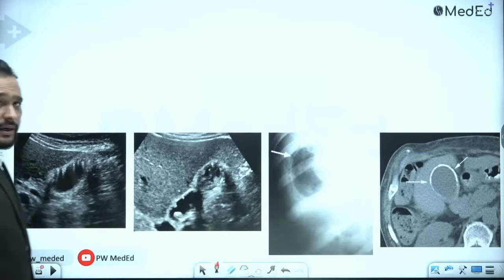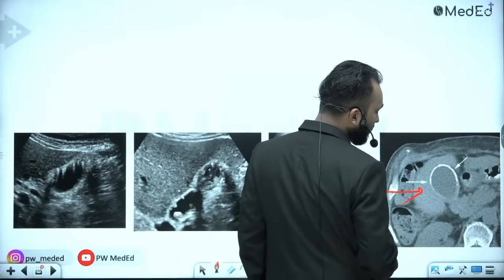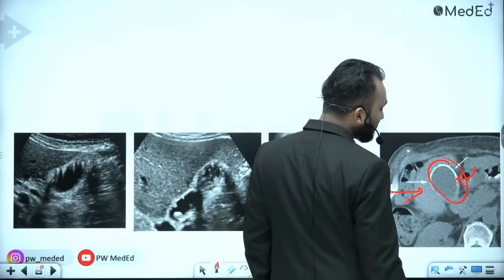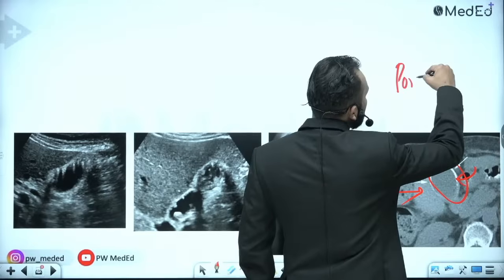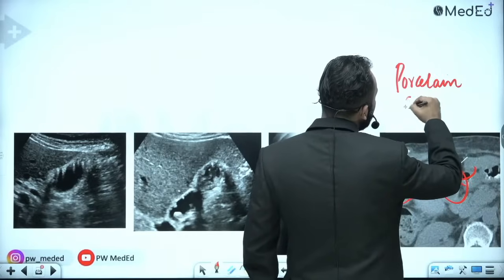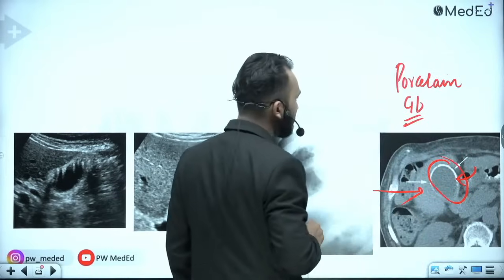Now let us have a look at other pathologies. This is an NCCT image of the gallbladder. We can see calcification in the wall of the gallbladder. This is your porcelain gallbladder, and porcelain gallbladder has a predisposition for malignancy.